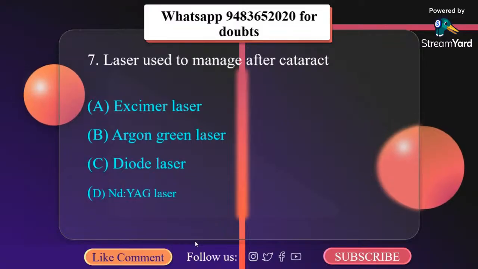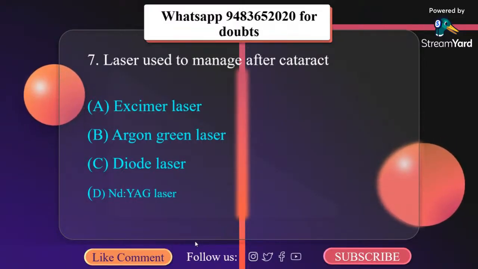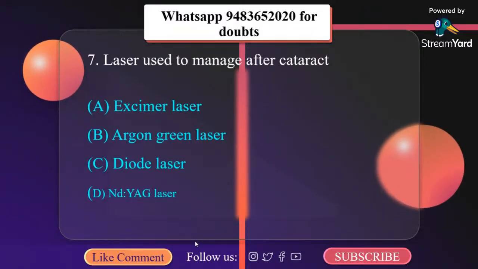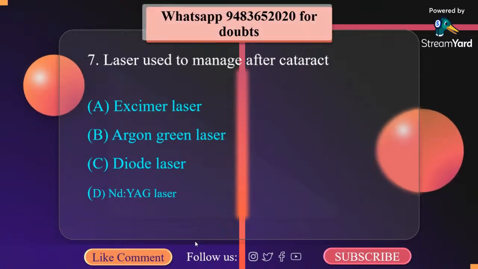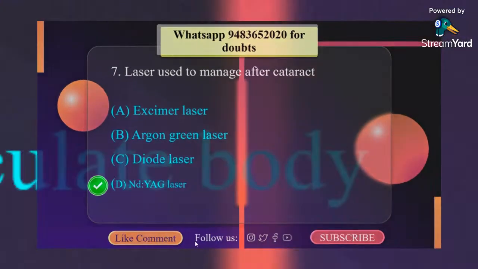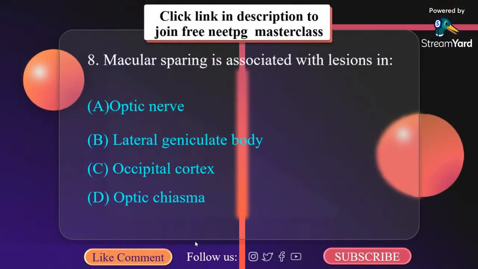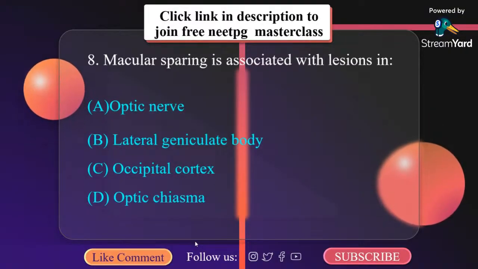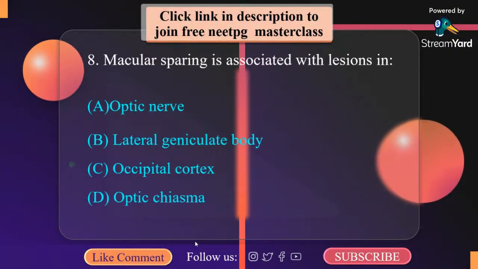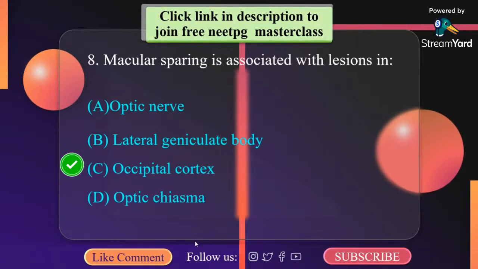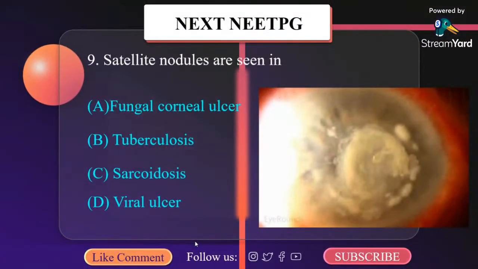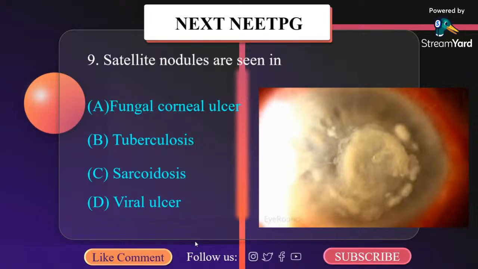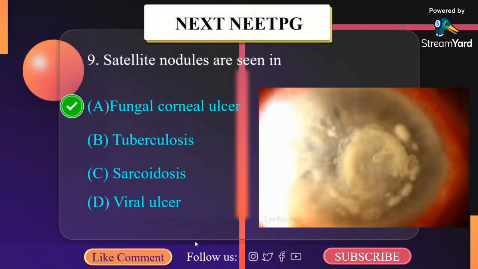Laser used to manage after cataract is A. Excimer laser, B. Argon laser, C. Diode laser, D. Nd:YAG laser. It is Nd:YAG laser. Macular sparing is associated with lesions of A. Optic nerve, B. Lateral geniculate body, C. Occipital cortex, D. Optic chiasm. It is occipital cortex. Satellite nodules are seen in A. Fungal corneal ulcer, B. Tuberculosis, C. Sarcoidosis, D. Viral ulcer. It is fungal corneal ulcer.